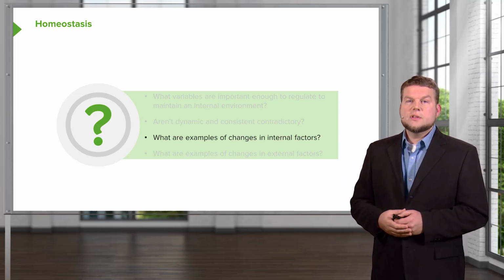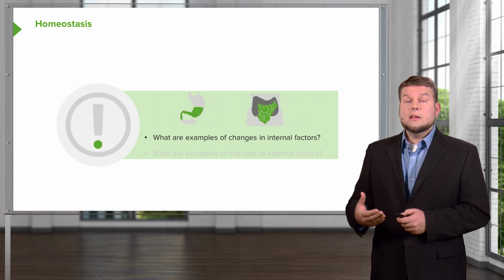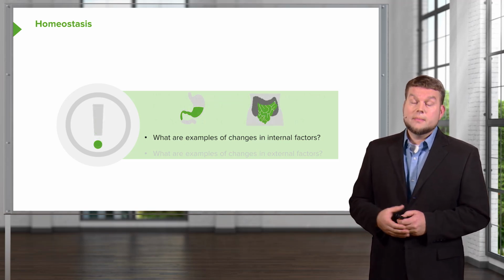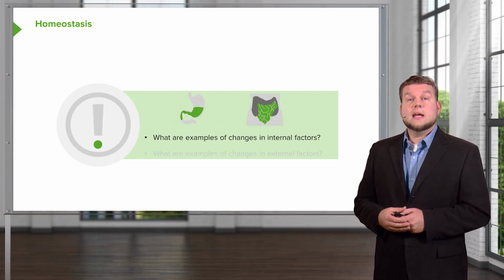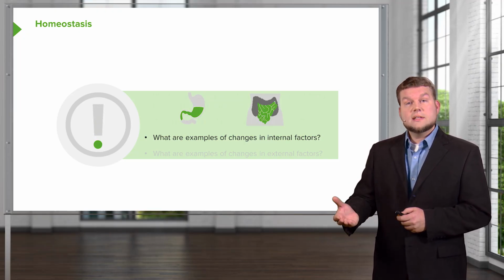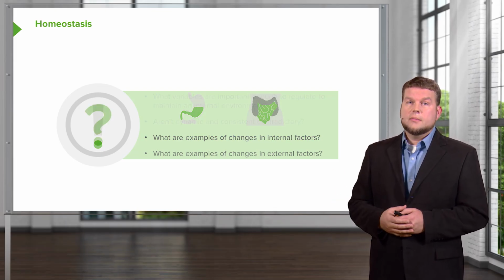What are some examples of internal factors that can change homeostasis? This mainly involves changes in metabolism. So if you undergo something like exercise, you have an increase in metabolism, while if you are sleeping, you have a decrease in metabolism. That's an internal factor.